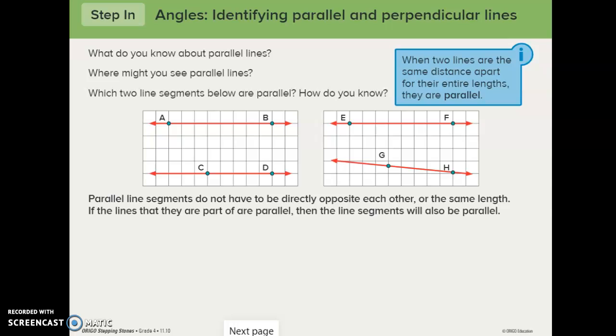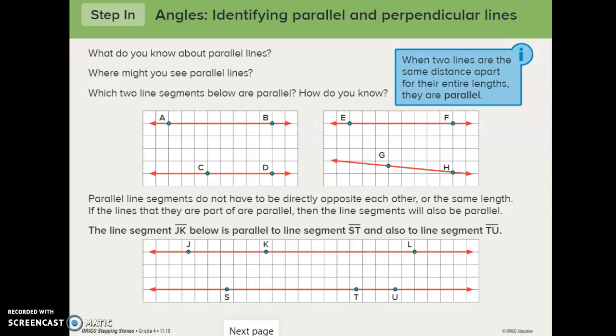So parallel line segments do not have to be directly opposite each other or the same length. If the lines that they are part of are parallel, then the line segments will also be parallel. So what that means is even though AB and CD are not the same length, they are on lines that are parallel to each other. Therefore those line segments, even though they are different lengths, are still parallel.